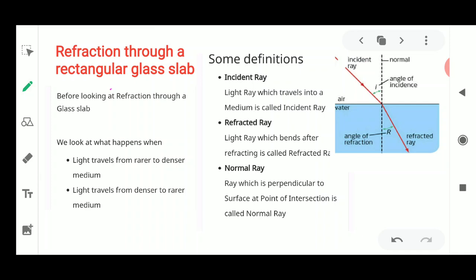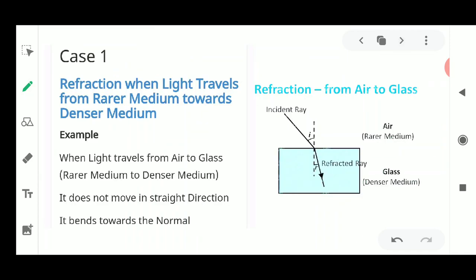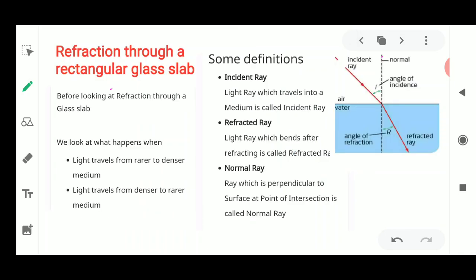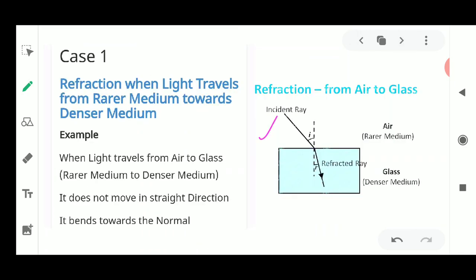Okay, now I am going over to the concept of how refraction in the glass slab takes place. The concept is clear about the incident ray, refracted ray and the normal. We can see that here in the glass slab, suppose this is a glass slab, the refraction is taking place 2 times. Now how is this light getting refracted 2 times?